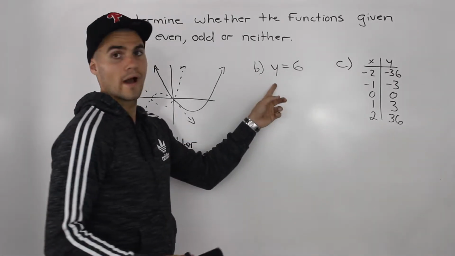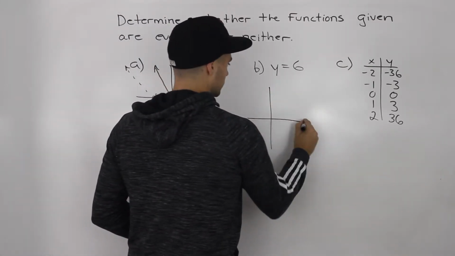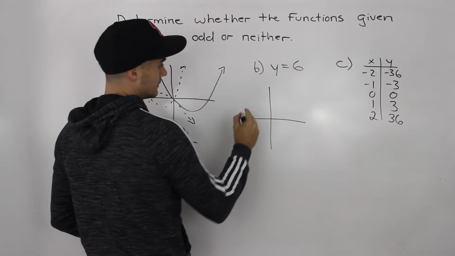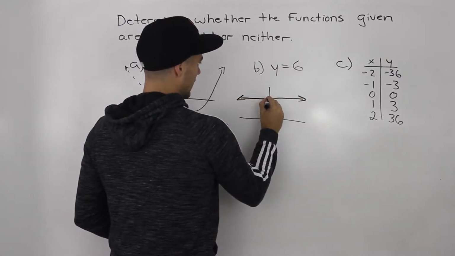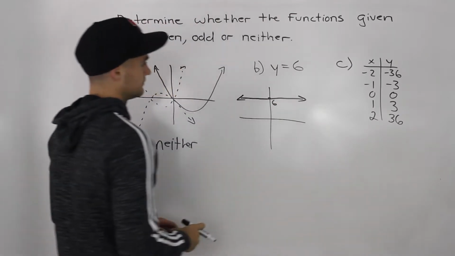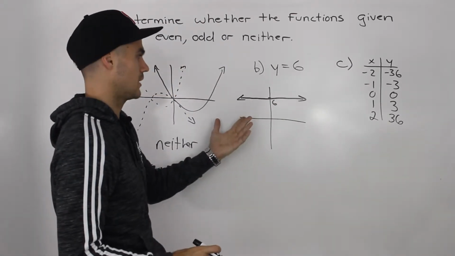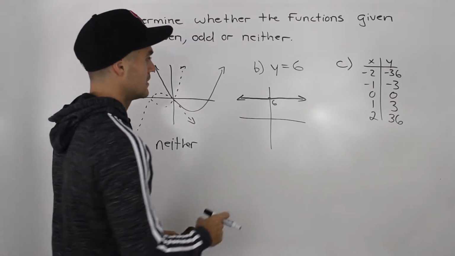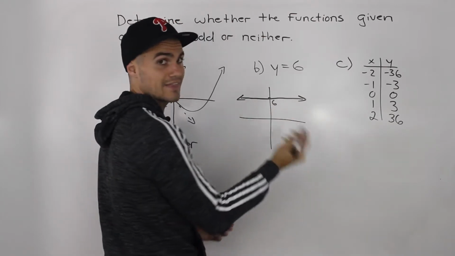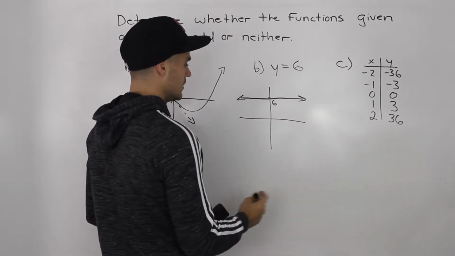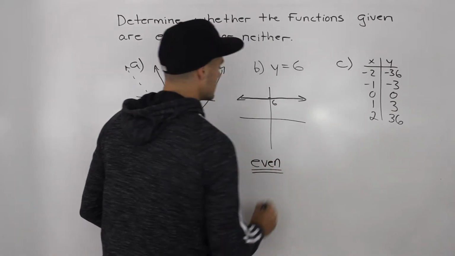What about part B? y is equal to 6. Well, how does that look? It's just a horizontal line at a y value of 6. And notice graphically how this is symmetrical about the y-axis, because if we reflect this function in the y-axis, we would get the same function. So right away we can tell that this function is even.